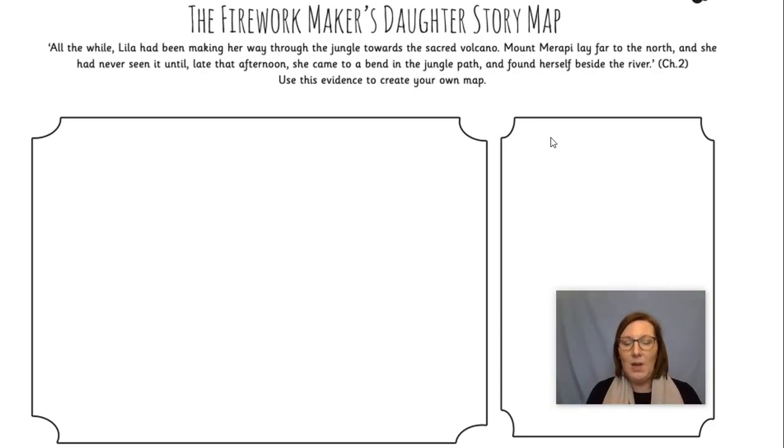You might put a round splodge to show the lake where the goddess was, the Emerald Lake. So you need to really look back through your chapters 2, 3 and 4 to help you decide what you're going to put on your map. If you were making a map for The Firework Maker's Daughter, what would you include on there? What would be the key parts of that map? Okay, so that's task 1.